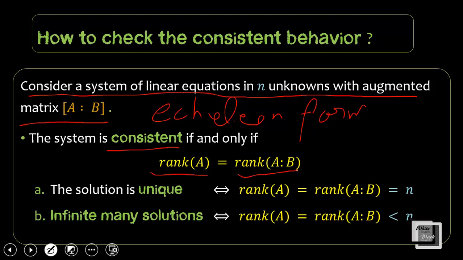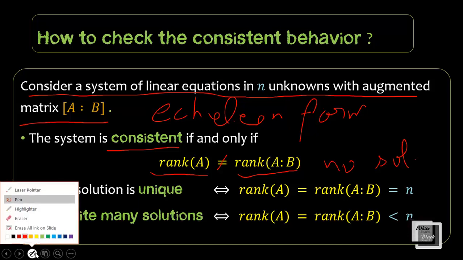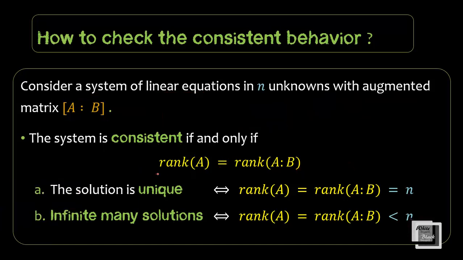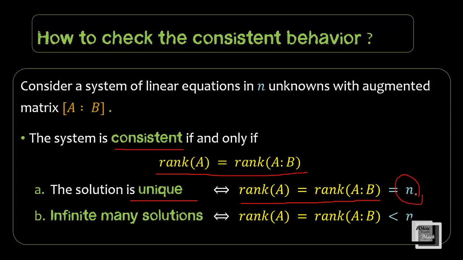If the rank of A is not equal to the rank of A colon B, then we can say that it has no solution. That is, if rank of A is not equal to rank of A colon B, then no solution. The system contains a degenerate linear equation. But if rank of A equals rank of A colon B, we say that the system is consistent. And the solution is unique if and only if rank of A equals rank of A colon B equals the number of unknowns.